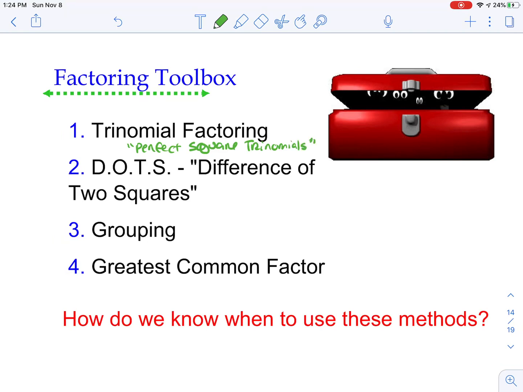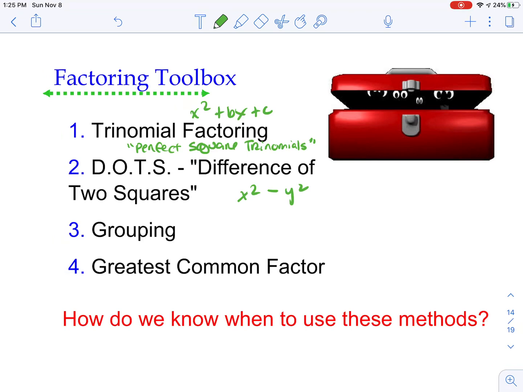Okay, so those were the ones where we had x squared plus bx plus c, right? No coefficient for x squared. And we simply just looked for two numbers that multiplied to c and added to b. On day 2, we talked about difference of two perfect squares, right? That was when we had two terms, x squared minus y squared, each of which is a perfect square.